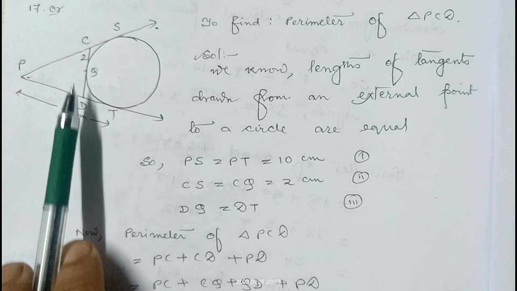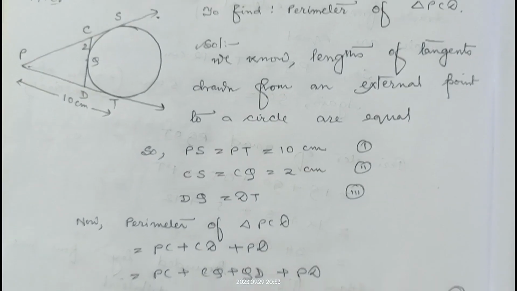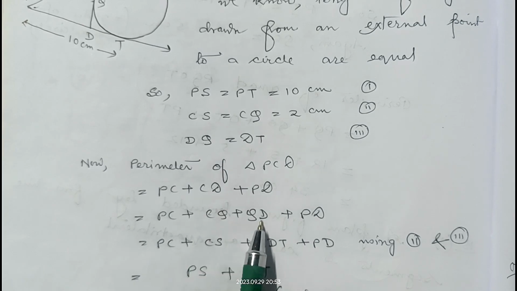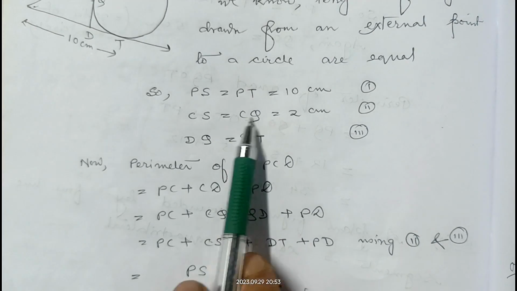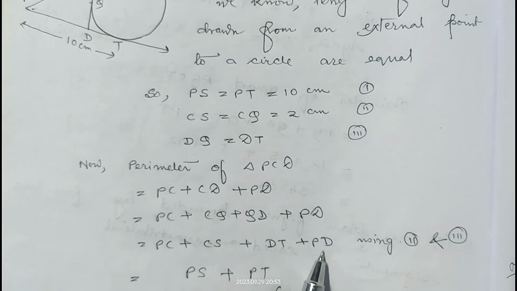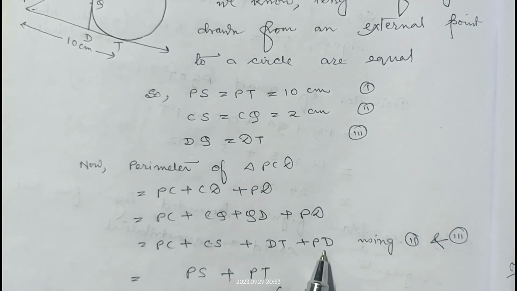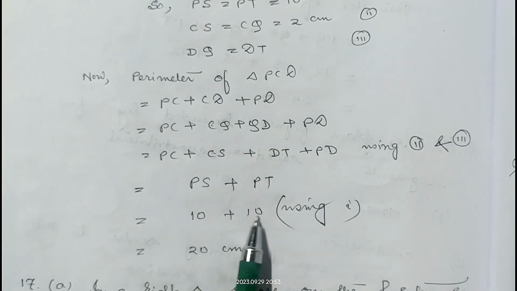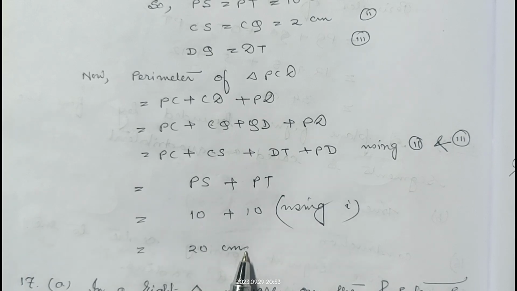Now instead of CD we can write CQ plus QD. So here we have written PC plus CQ. Instead of CD we have written CQ plus QD plus PD. Now PC plus CQ equal to CS. Instead of QD we can write DT plus PD. Now PC plus CS will give PS and DT plus PD will give PT. PS also 10, PT also 10, so 10 plus 10 will be 20. Therefore perimeter of the triangle is 20 centimeter.